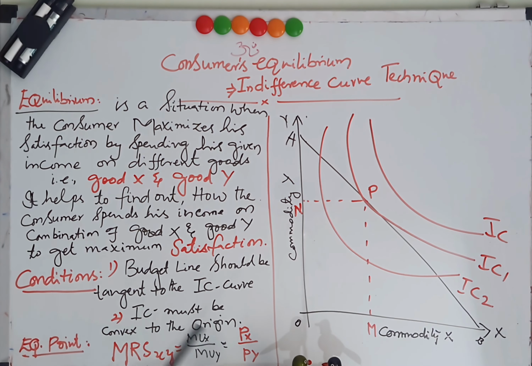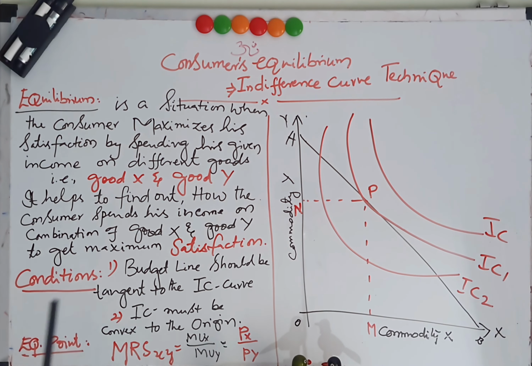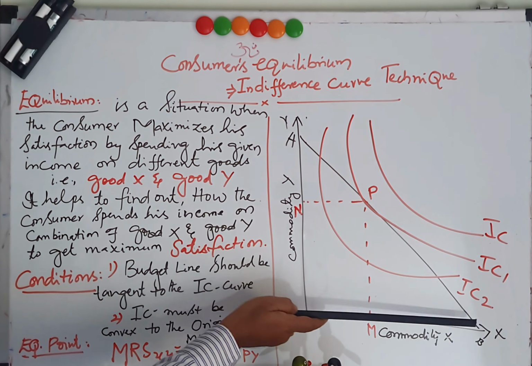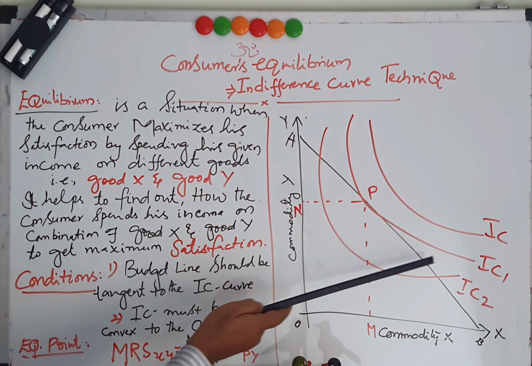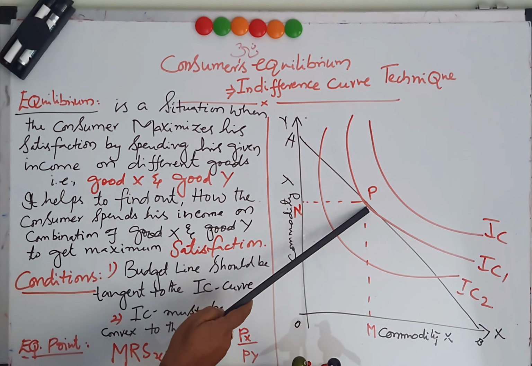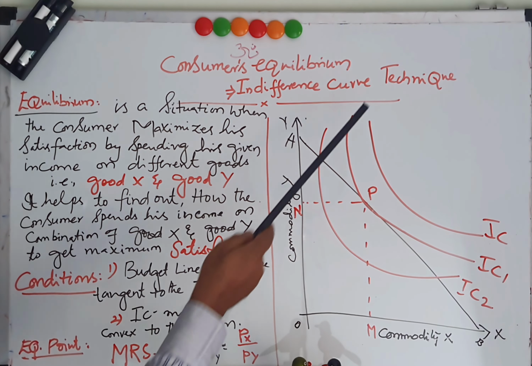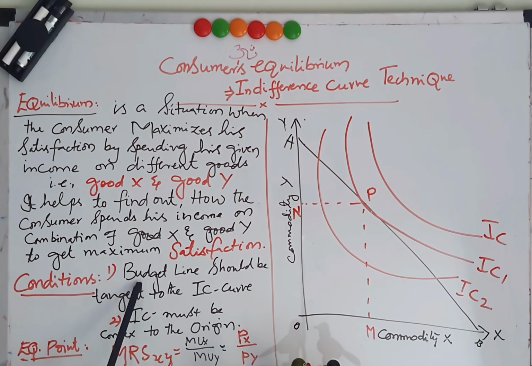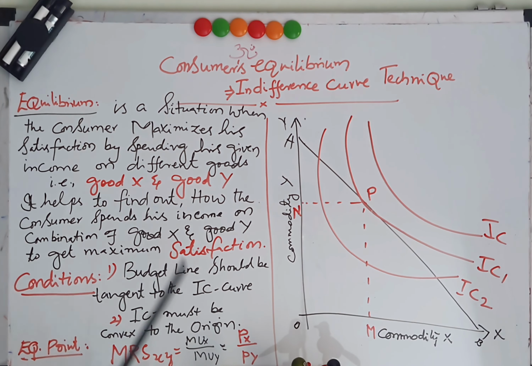There are two conditions for getting the equilibrium position of the consumer. One is that the budget line should be tangent to the IC curve. AB is the budget line, and this IC1 curve is tangent to the budget line. Tangent means the line that touches the curve. So the budget line should be tangent to the IC curve.